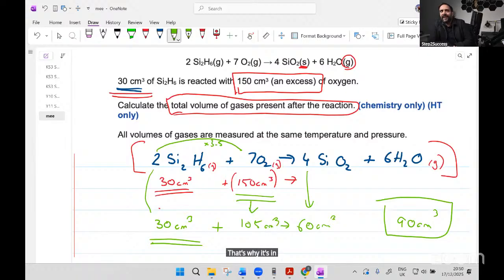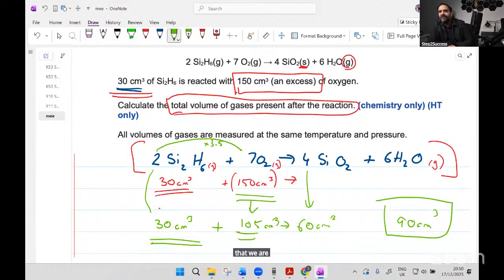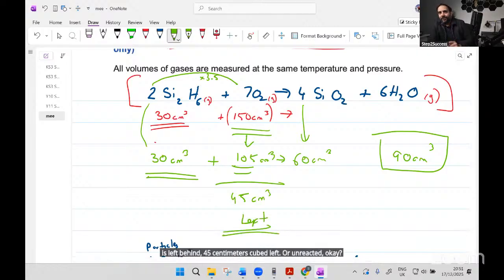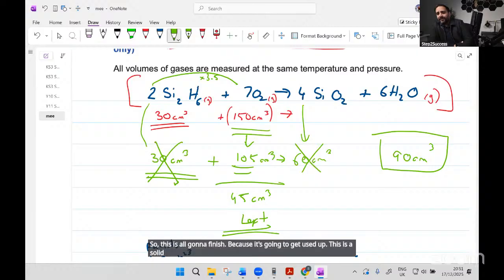I mean, I've told you it's in excess, but I've just proved it because I've just told you that we are going to only use 105 out of this 150. The rest of it is left behind, 45 centimeters cubed left or unreacted. Okay. So this is all going to finish because it's going to get used up. This is a solid, so it's irrelevant to me.